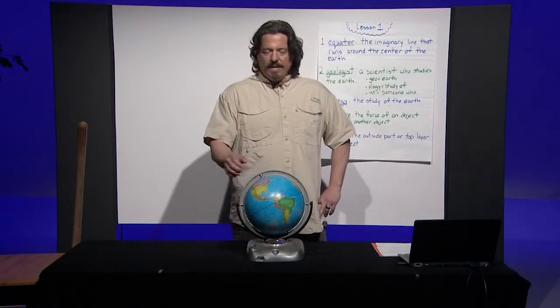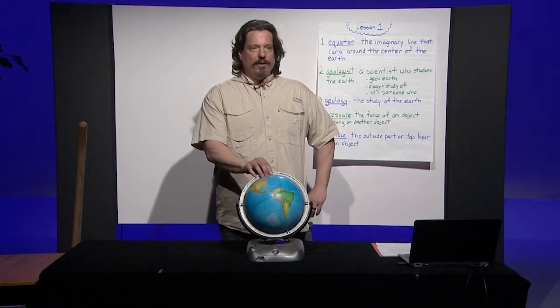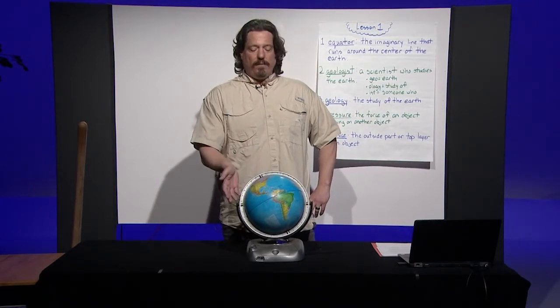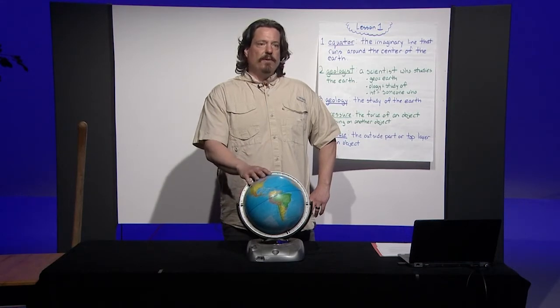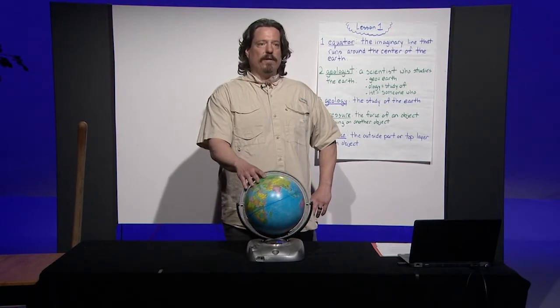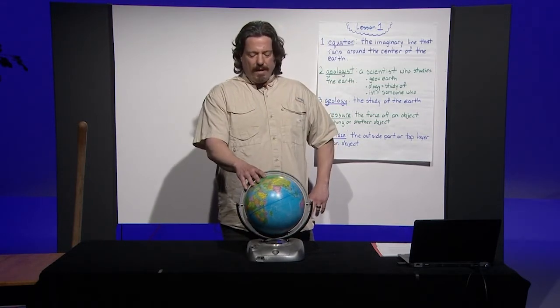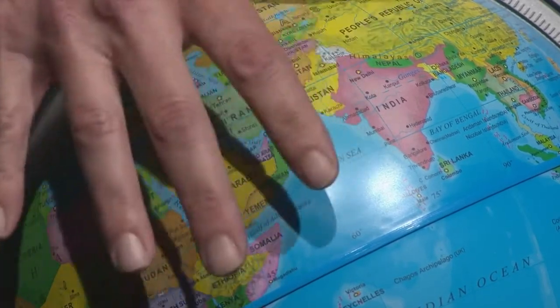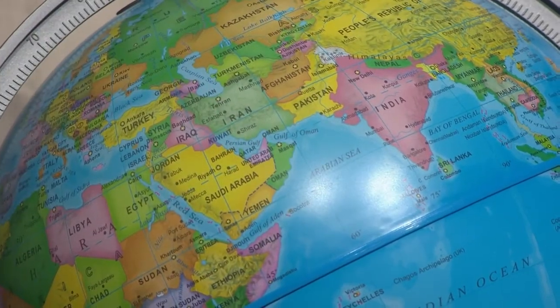Okay? Now, I've got something on the table here you might recognize. You may have seen it in a school, or you may have one at home. You might have seen one in a library. But this is actually a small model of the Earth. And we call these small models of the Earth globes. Okay? And just like the Earth, this globe is in the shape of a big ball or a sphere.